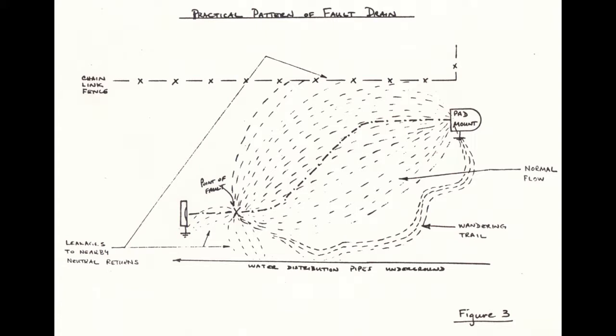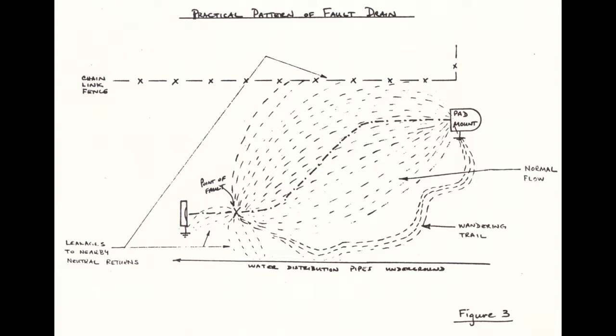Here is typically how the facilities in the yard affect the pattern of the current throughout the soil. See some lines of flow going over to the chain link fence, some to the meter base ground, and some to the water pipes, and we refer to these as leakages to nearby neutral returns. These leakages are generally lower in their magnitude than those flowing back to the transformer, and they normally result in lower readings on the instrument.